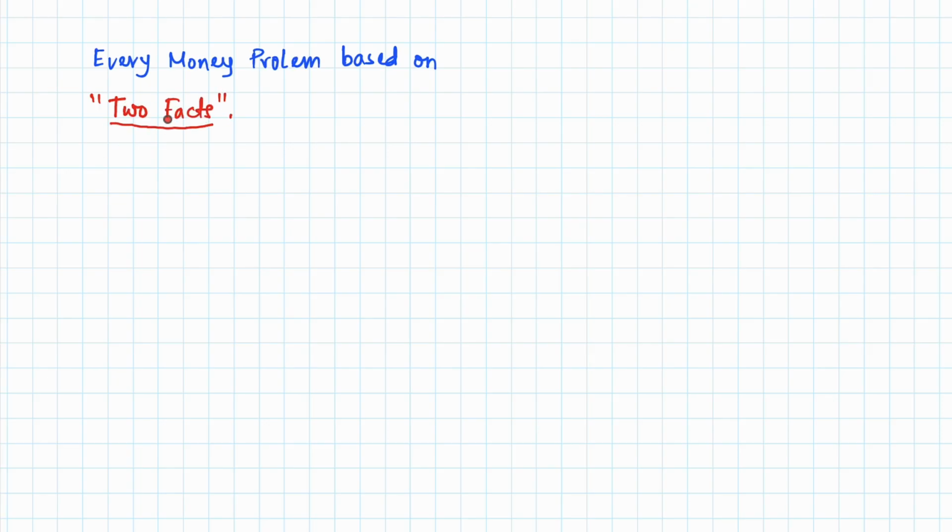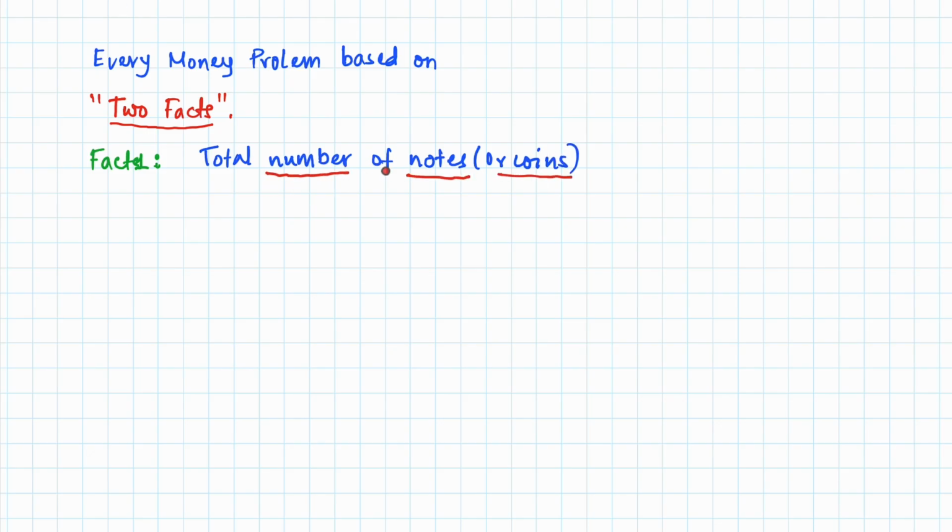Now every money problem is based on two facts. We consider the notes and the coins involved in the money while we do transactions. Fact 1 is the total number of notes or coins. That is fact number 1, and this will give one equation. So from the number of notes or coins we'll get one equation.